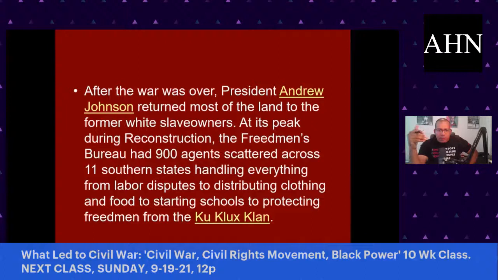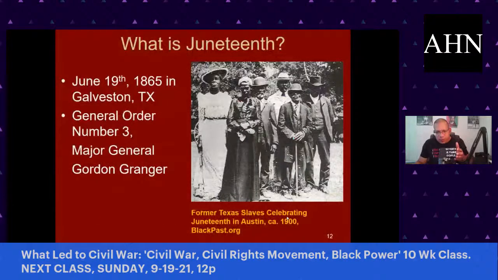At its peak during Reconstruction, the Freedmen's Bureau had 900 agents scattered across 11 southern states, handling everything from labor disputes to distributing clothing and food to starting schools to protecting freedmen from the Ku Klux Klan. And we're also going to see the Freedmen's Bank, and then we're going to see the Freedmen's Bank collapse in 1874. There was poor management. Frederick Douglass is eventually put in charge of the Freedmen's Bank.